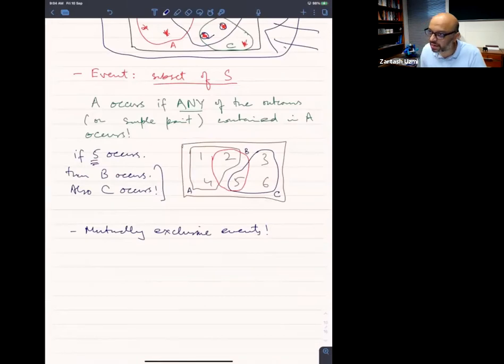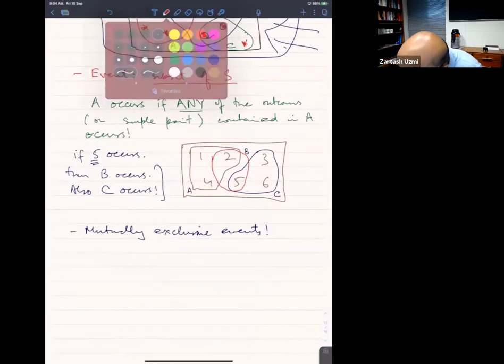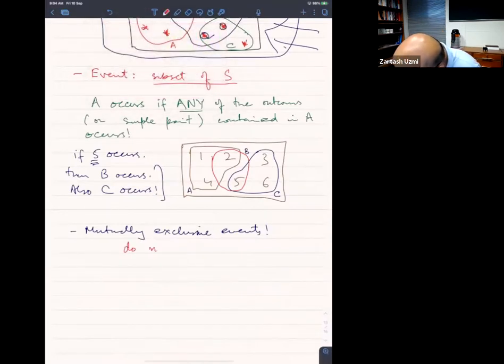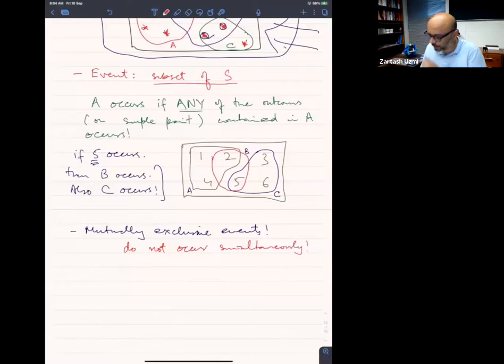Mutually exclusive events are the ones which do not occur simultaneously. ये म्यूचुअली एक्सक्लूसिव इवेंट्स होती हैं. जो आउटकम्स होती हैं, they are always mutually exclusive. क्यों? क्योंकि वो एक ही सैंपल पॉइंट होता है. वो हमेशा हमें पता है कि उनमें से एक ही अकर करेगा. They are always mutually exclusive.